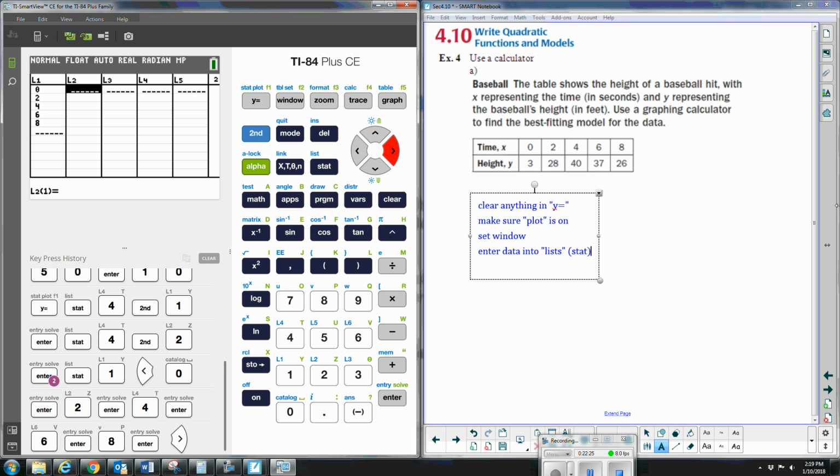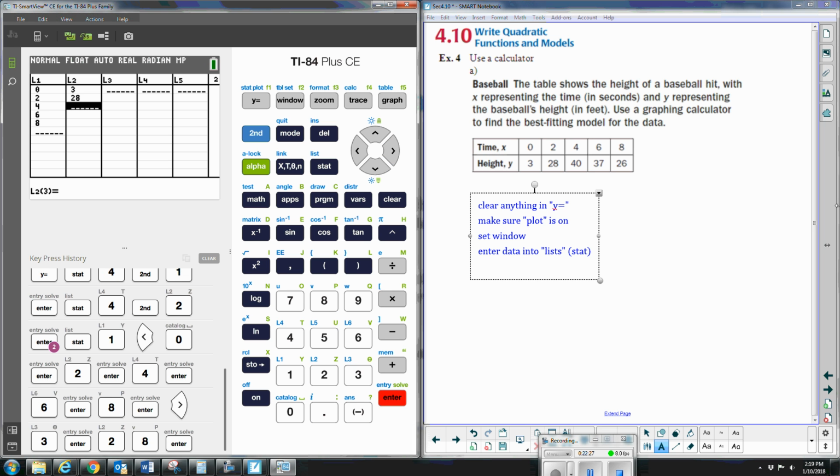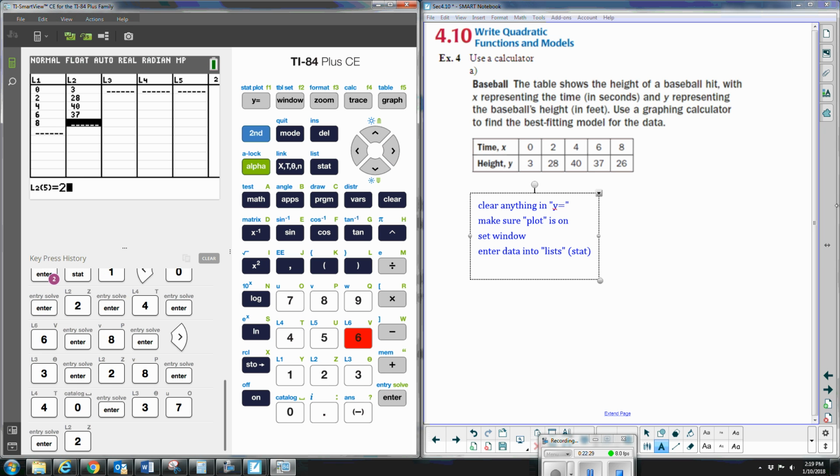and all my y values in list 2. Make sure that your x and y values correlate. So when my x is 0, my y is 3. It's especially important when you have a long list of things. Here we only have 5 points, so it should be pretty simple to keep those straight.